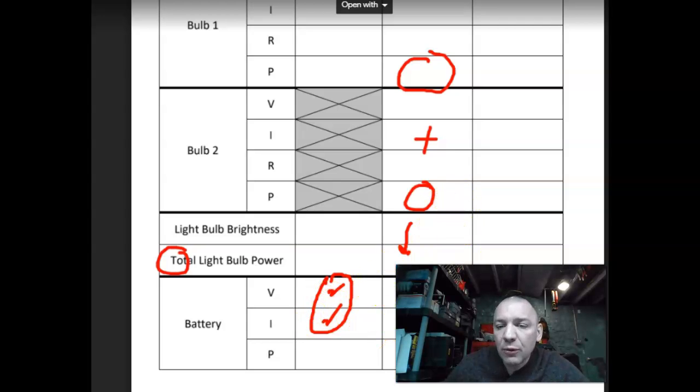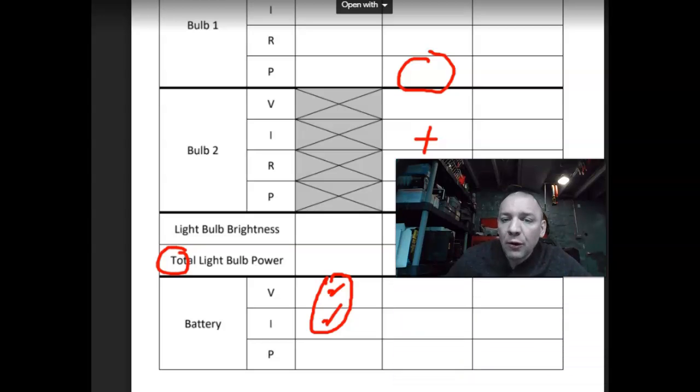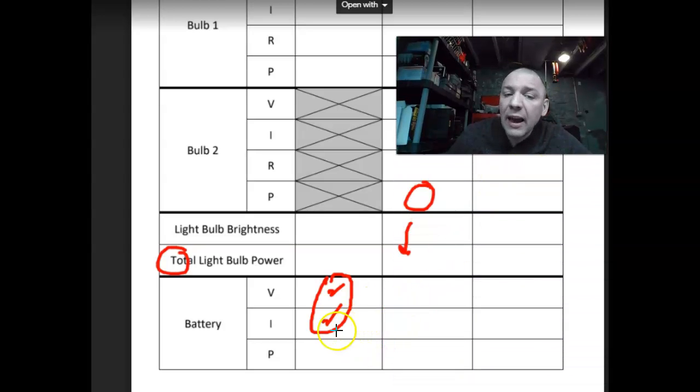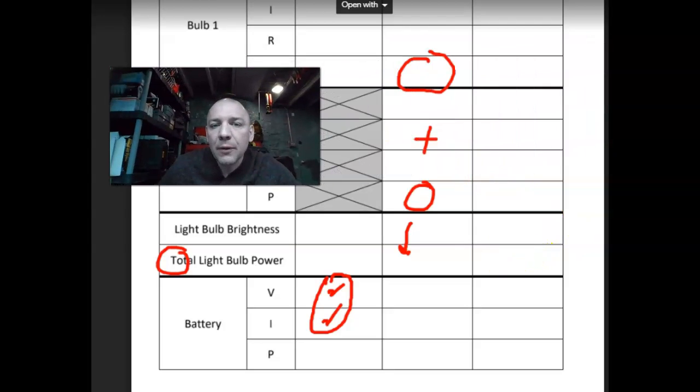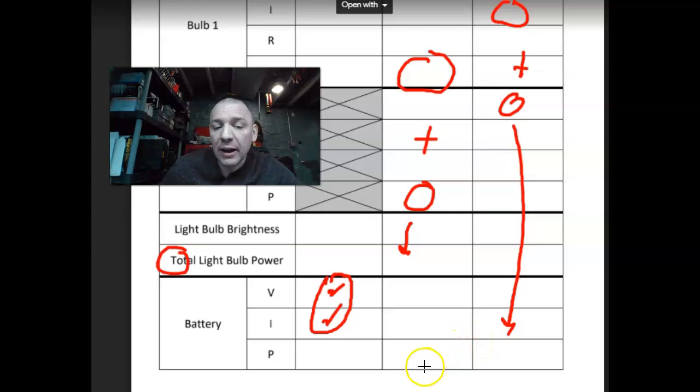To find the current through the light bulb or through the battery, for the series and simple circuits, it's pretty easy because there's only one loop as you go around. But for parallel, you're going to have to add the currents together. If we look at the current through bulb 1 and the current through bulb 2, both of those currents are supplied by the battery. So we're going to have to add those up, and that'll be your answer for the current through the battery for the parallel circuit in case 3.